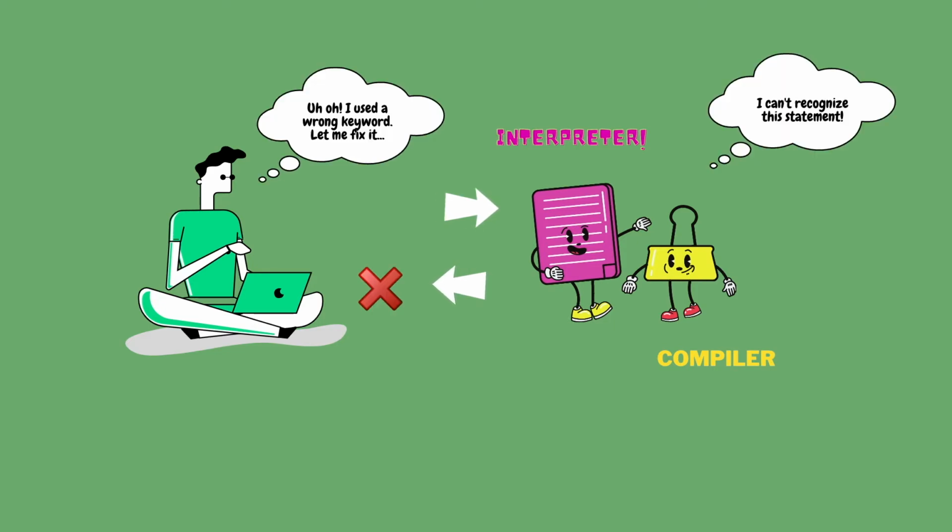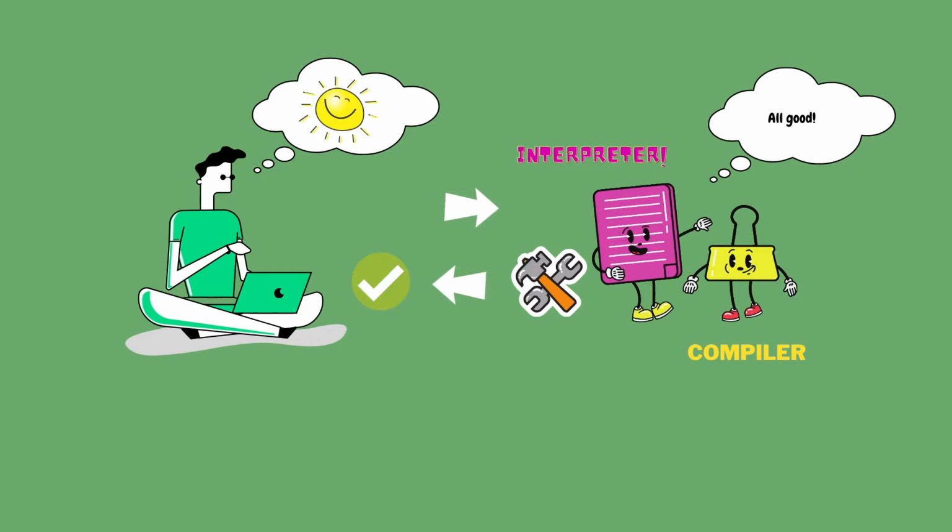If the instructions do not follow the language rules, the program wouldn't be able to perform any actions that you have asked for. The program stops abruptly and prints a message explaining why it has stopped performing. This type of message is known as the error message. Our job as a programmer is to always give the right set of instructions as per the language specification so that the computer can perform actions without any errors.